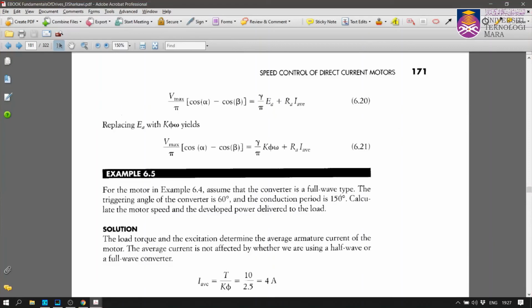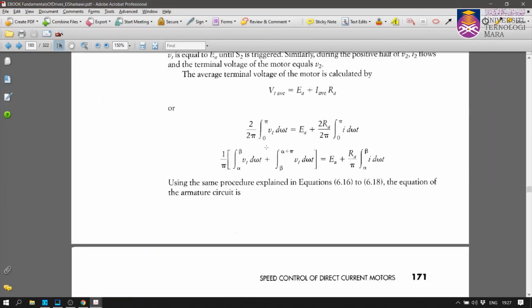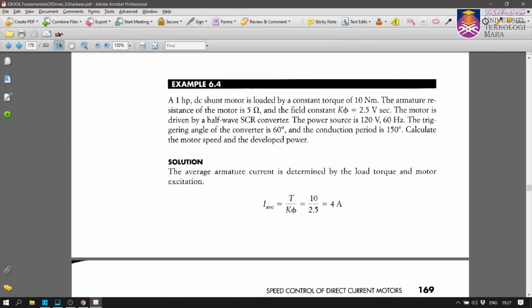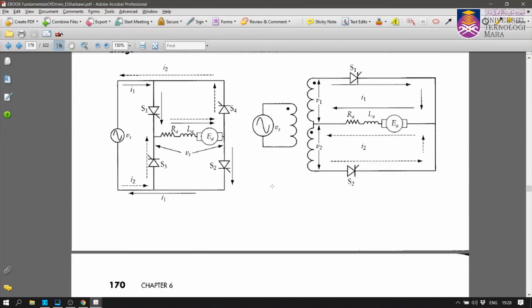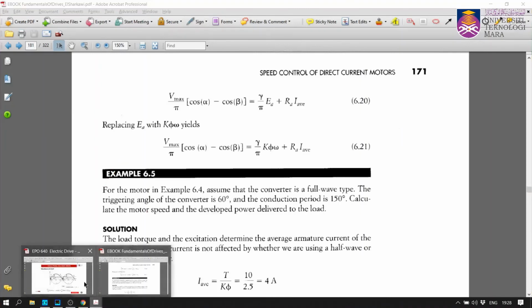So there are some example equations here. Please go through example 6.5, and we had example 6.4 just now. Go and try to understand the examples. Please do 6.4, then you have example 6.5 as well.